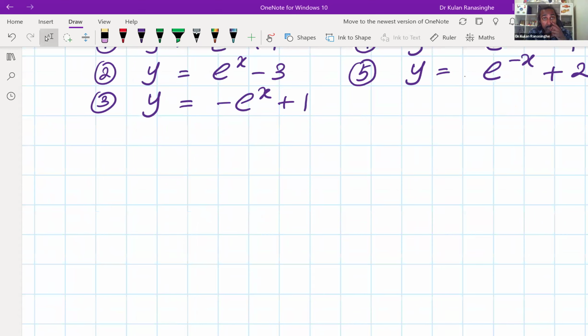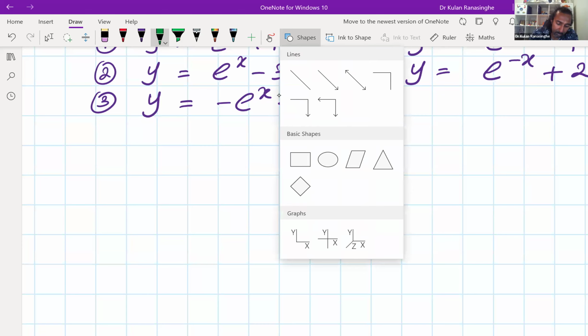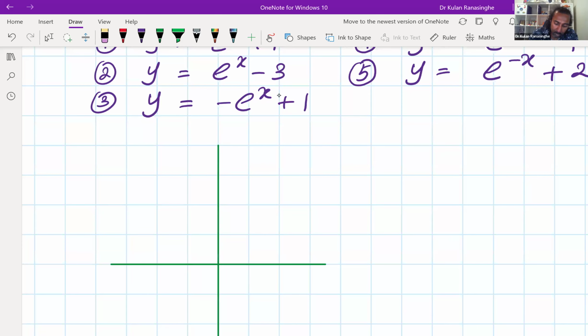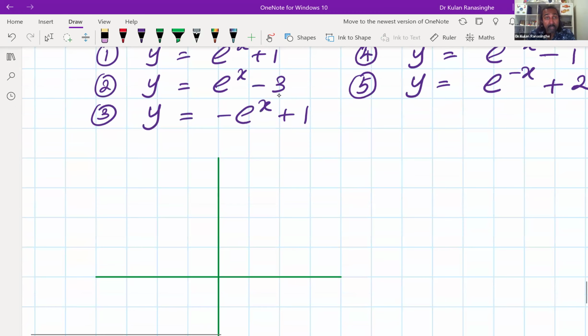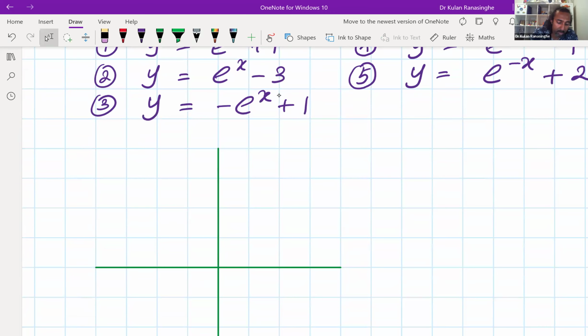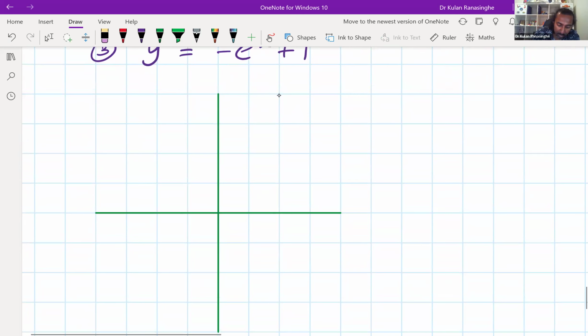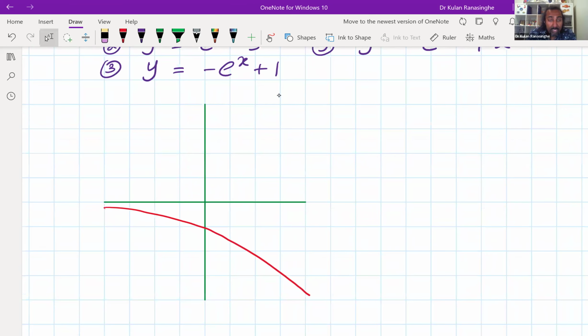Number 3, negative e to the x plus 1. There are 2 transformations here for us to work on. We have first, hierarchy-wise, reflection and then translation. You do the reflection, after that you work on the translation. That means you will get a graph, in a different color, that is negative e to the x. The graph has been turned upside down.